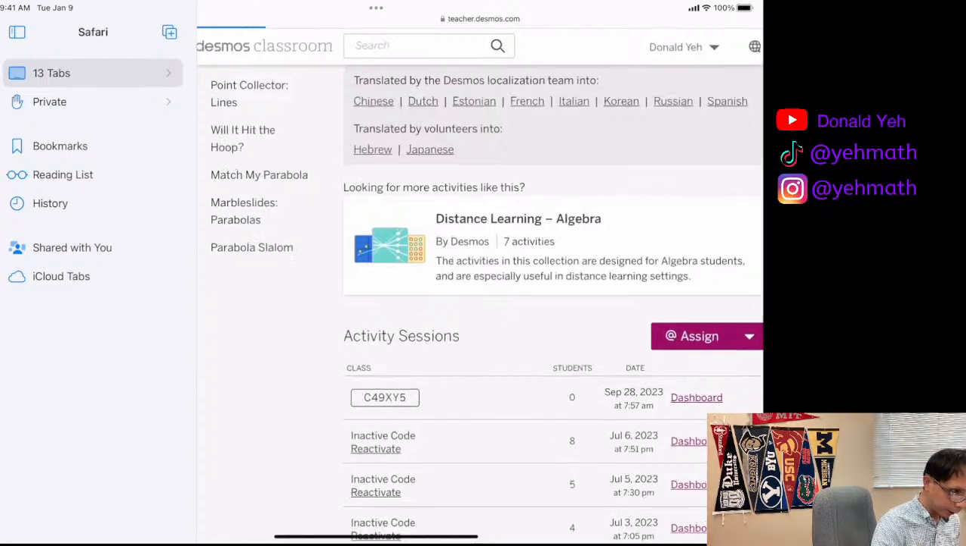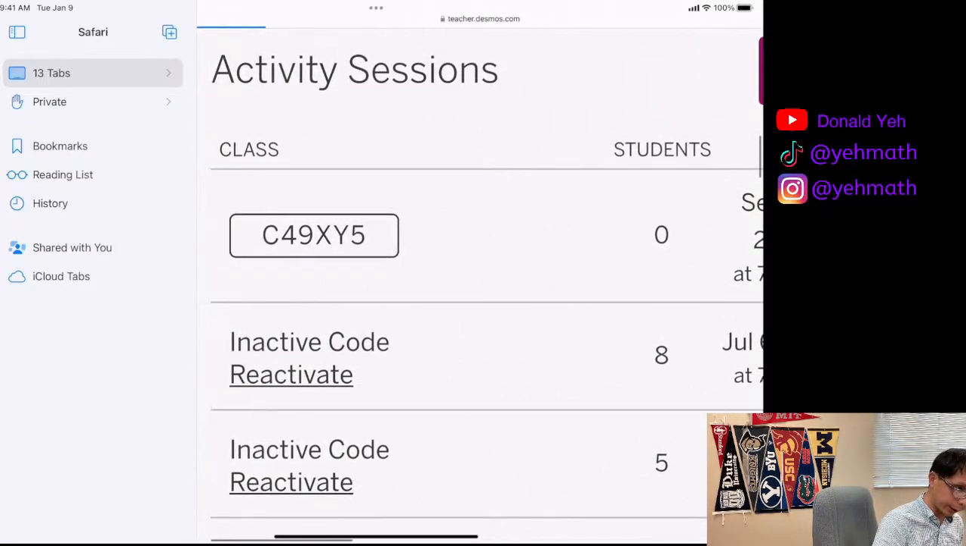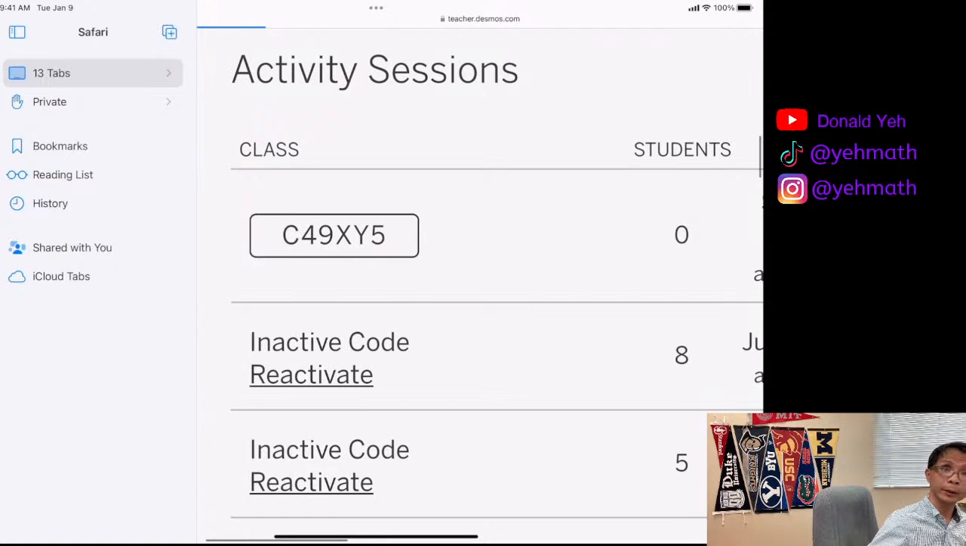Okay, so the code that you're gonna be using. Wait, it's up there or no? No, it's not there. Wait, what is? Oh. The code you're gonna go to student.desmos.com, and the code you're gonna use is C49XY5. Your goal is to build equations, linear equations to help you eat all the stars.